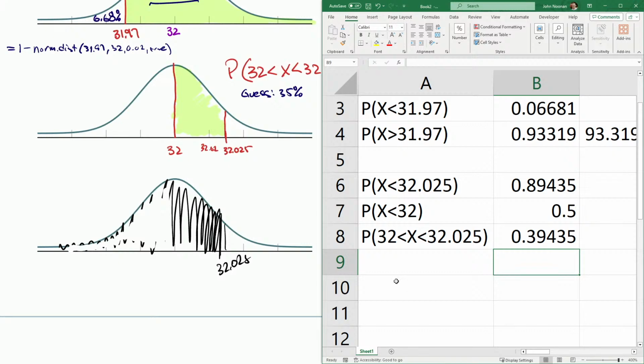So let's see, change this back. Give me a sec here. Okay. All right, any questions about that? So basically you're just going to subtract one from the other.